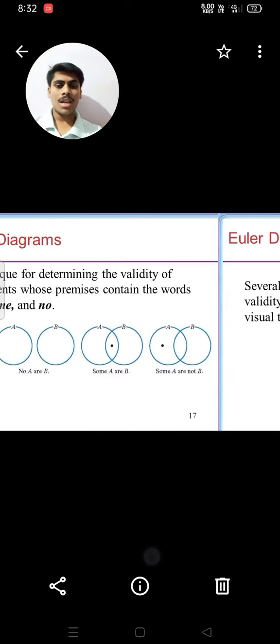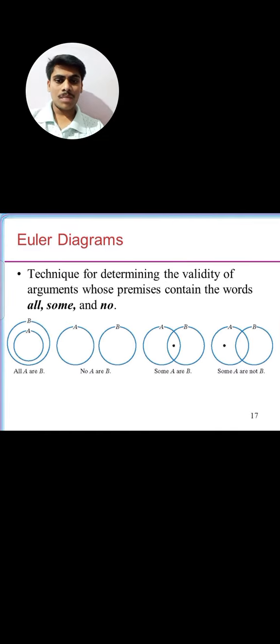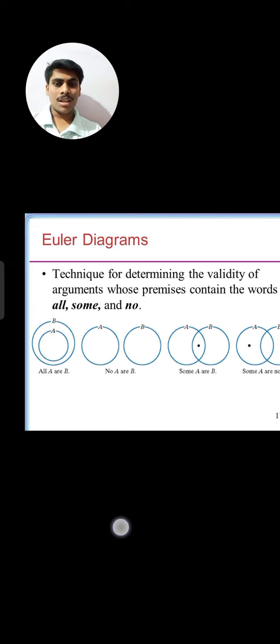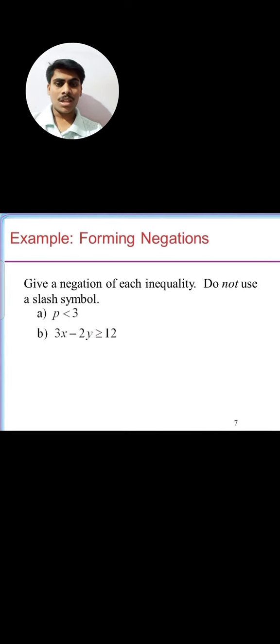Next, Euler diagrams. Several techniques can be used to check the validity of an argument. One of these is a visual technique based on diagrammatic representation, called an Euler diagram. What is an Euler diagram? It is a technique for determining the validity of arguments whose premises contain the words all, some, and not.